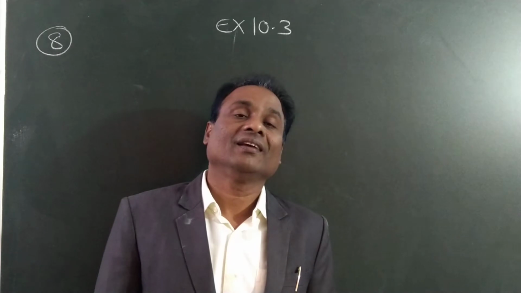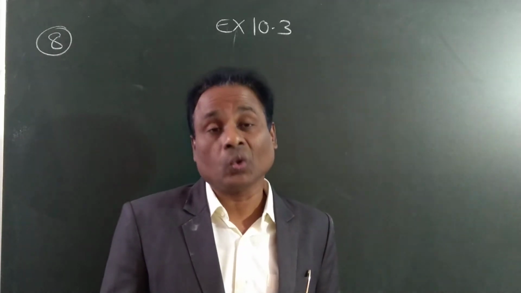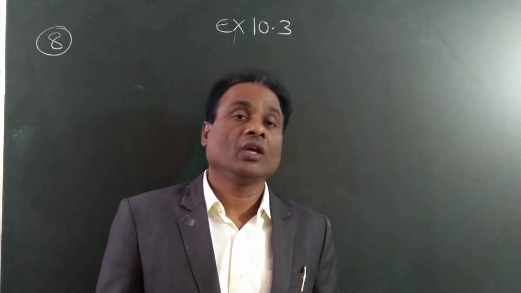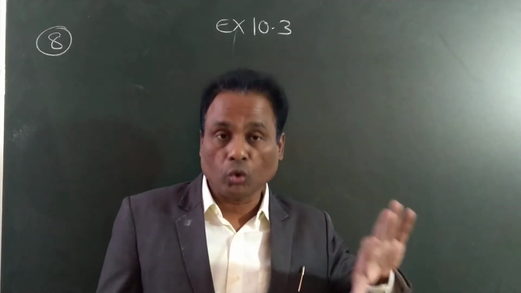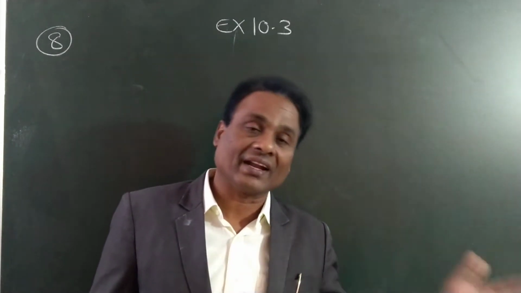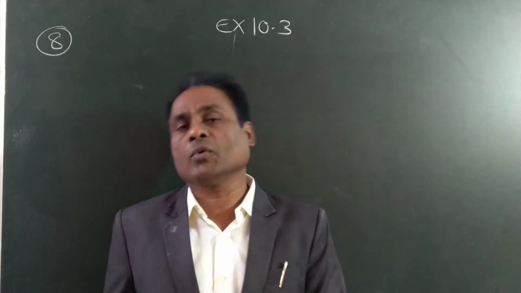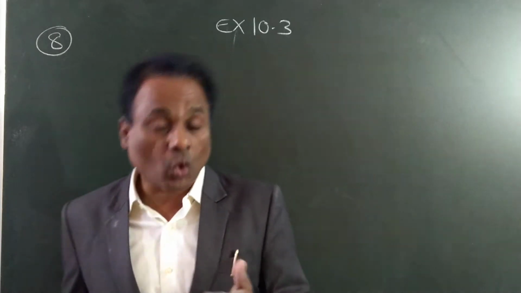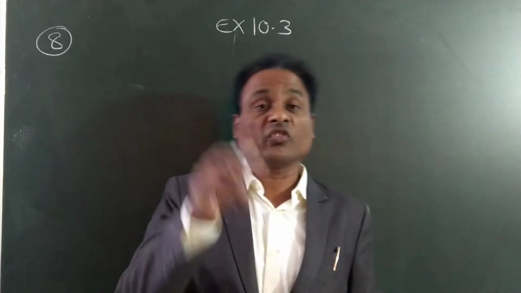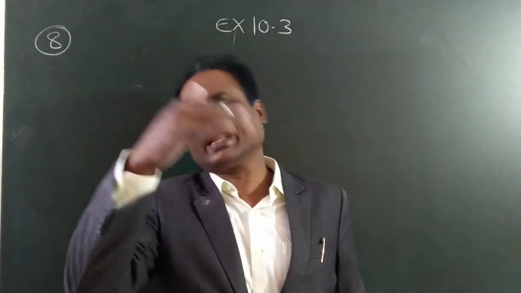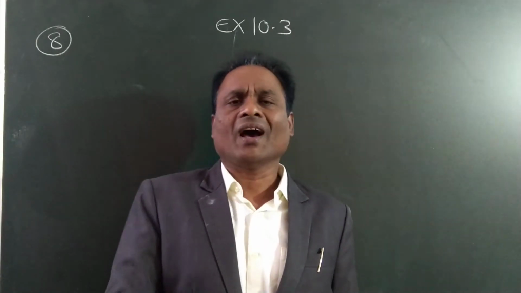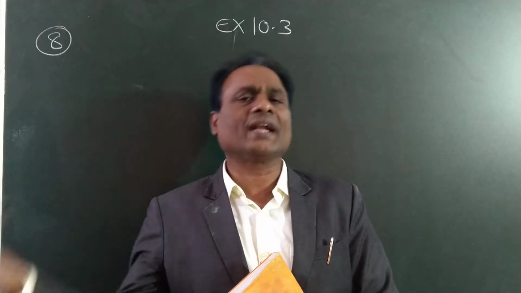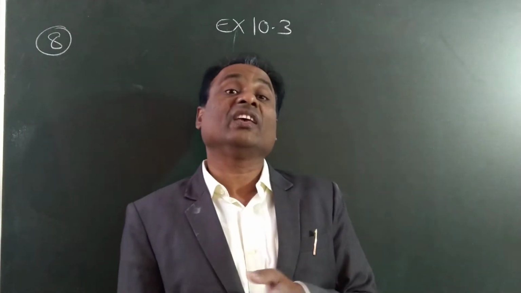Continuation of surface areas and volumes. In that, three topics we completed: cuboid, cube, and cylinder. So we have three more. Now we are doing problems on cone. After this we have sphere and hemisphere. Sphere and hemisphere are the same only. Half of the sphere is nothing but hemisphere. So that means we have only one topic after this, that is sphere.